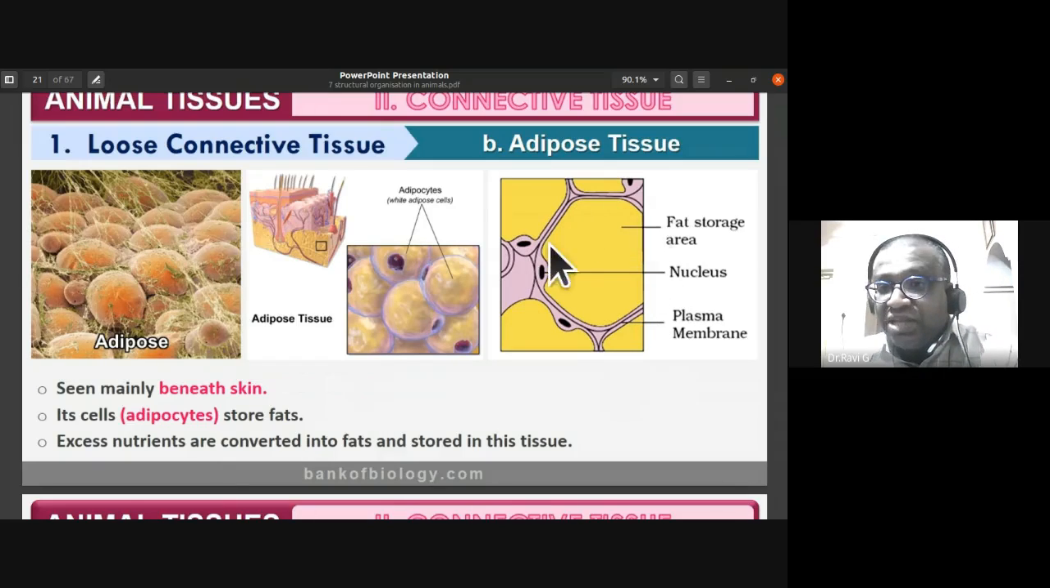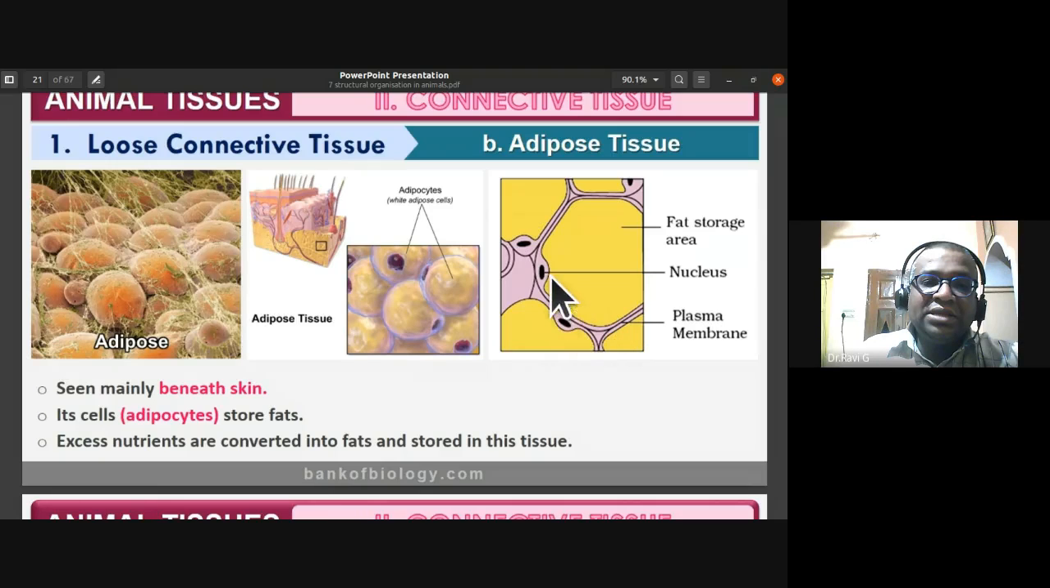In the fat storage area, you can see that the nucleus and cytoplasm are pushed towards the periphery. The adipocyte is fat storing. A large part of this adipocyte is occupied by fat. So you have the nucleus and cytoplasm towards the periphery. So the adipose tissue has cells, adipocytes, which store fats within them, and the cytoplasm and nucleus are pushed towards the periphery. These are the adipocytes, the cellular part of this adipose tissue.